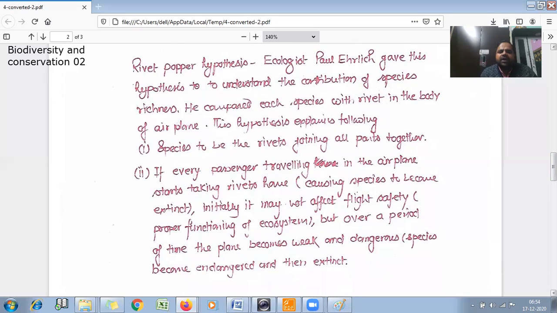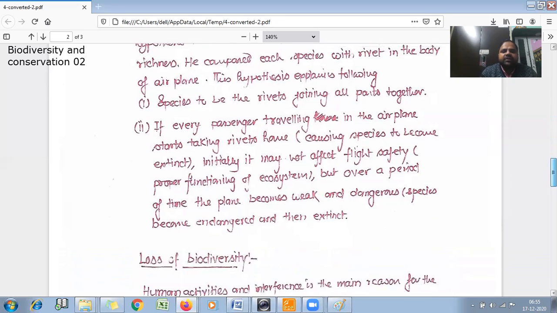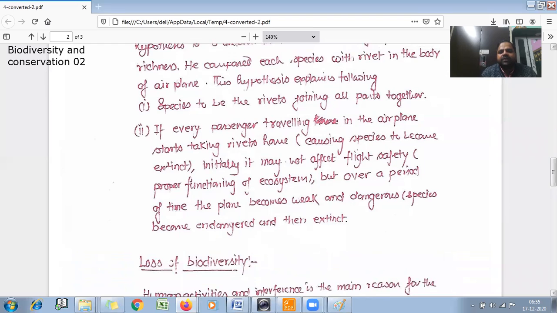Initially it may not affect the flight safety, or we can say the proper functioning of the ecosystem, but over a period of time the plane becomes weak and a dangerous situation comes. Here the species becomes endangered or even extinct. It means if we remove the species one by one, initially it will not harm the ecosystem, but after some time we can see a drastic change or dangerous situation in that particular ecosystem.